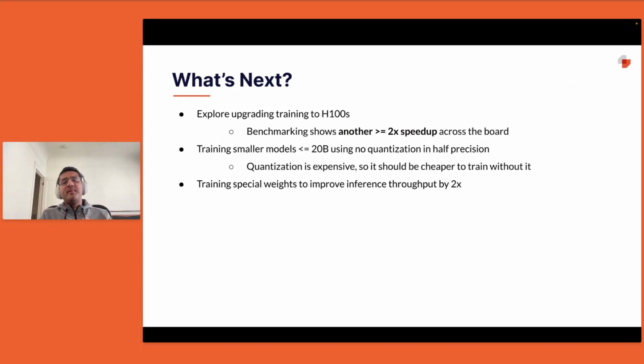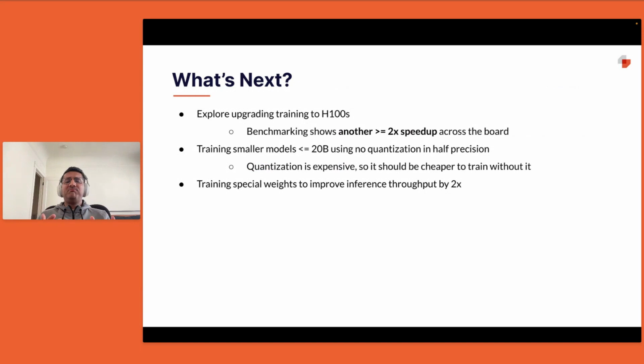And with all the other optimizations we've built in, it turns out that we can more or less get rid of quantized LoRA training and just do LoRA-based training for models that are under 20 billion parameters and still do it in half precision. So that should be a pretty significant performance boost just by using non-quantized LoRA as opposed to quantized LoRA.